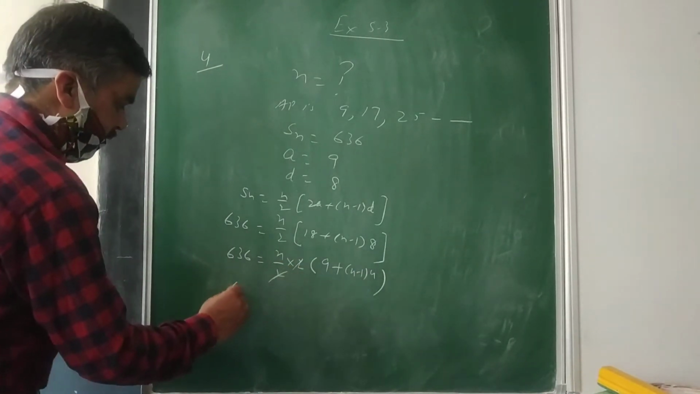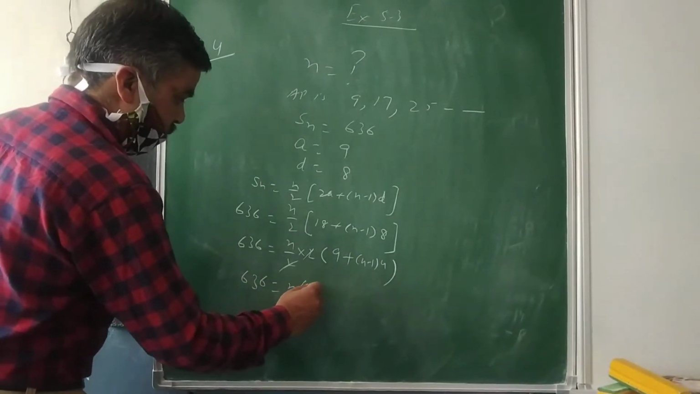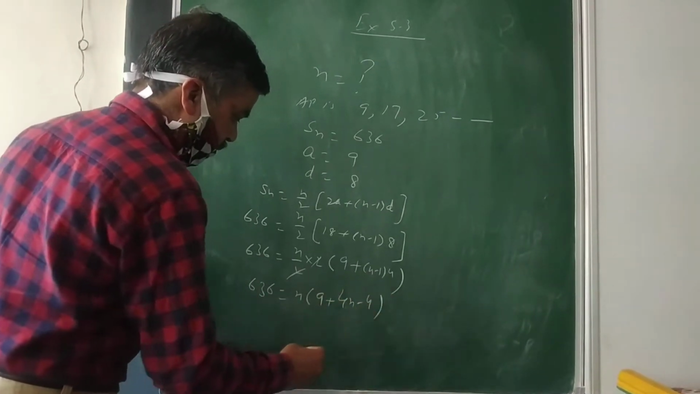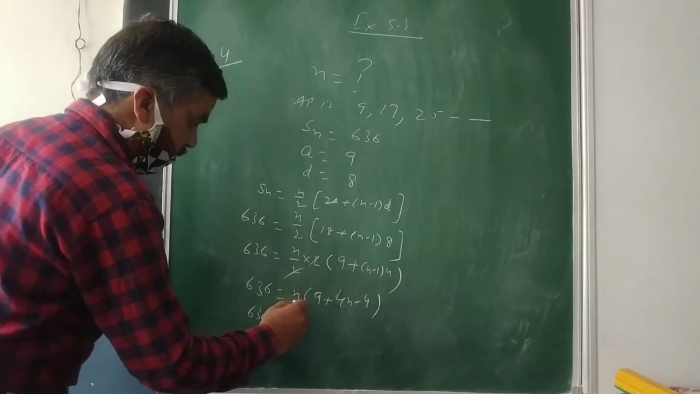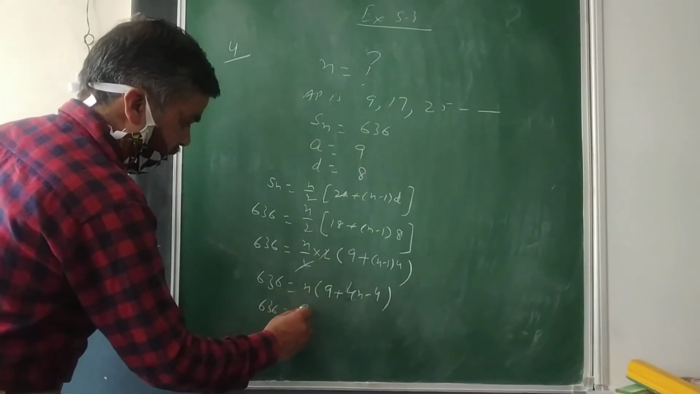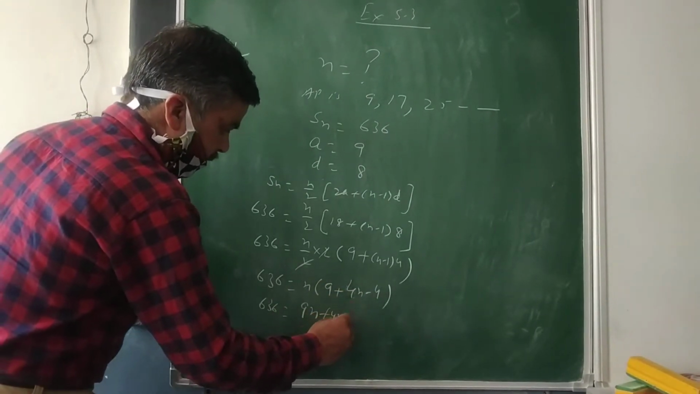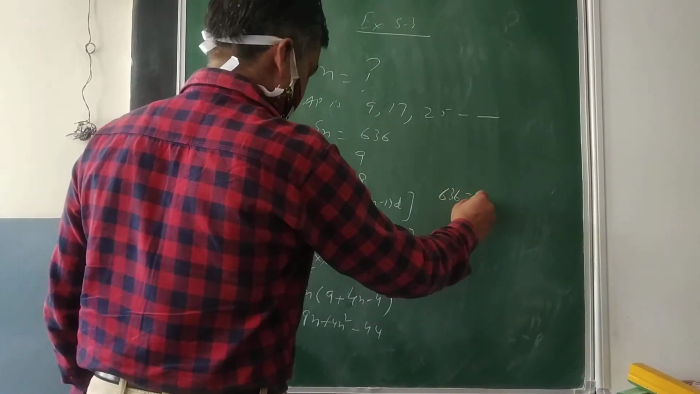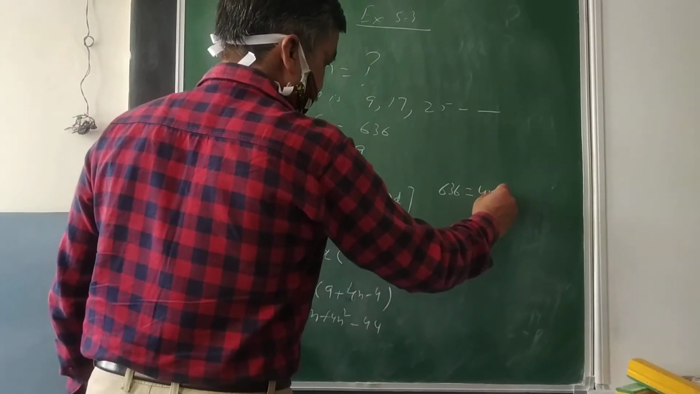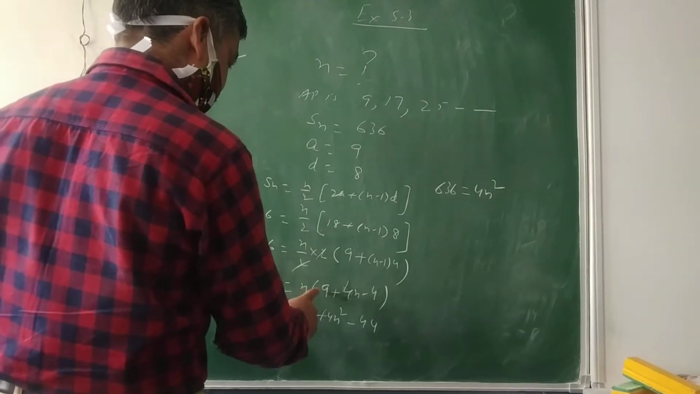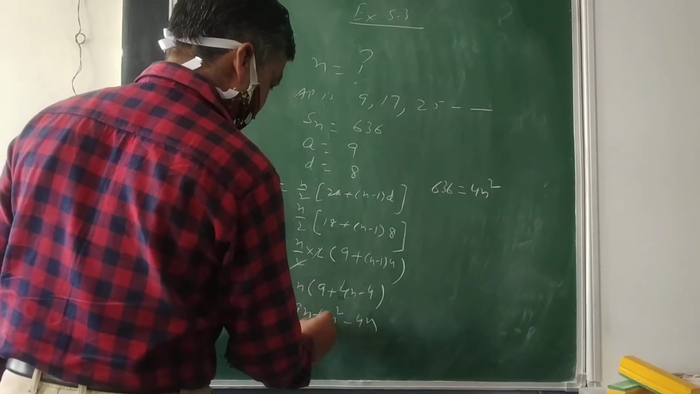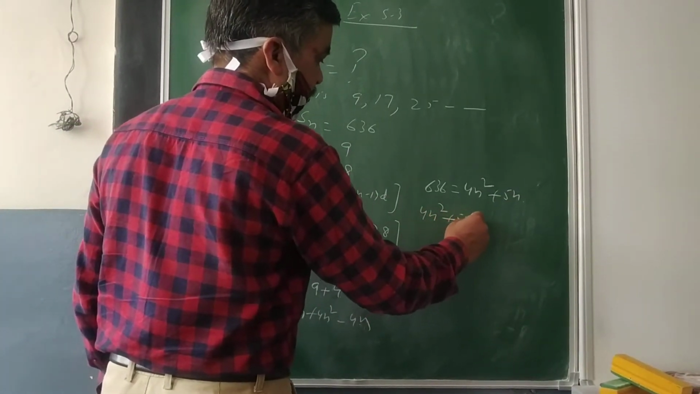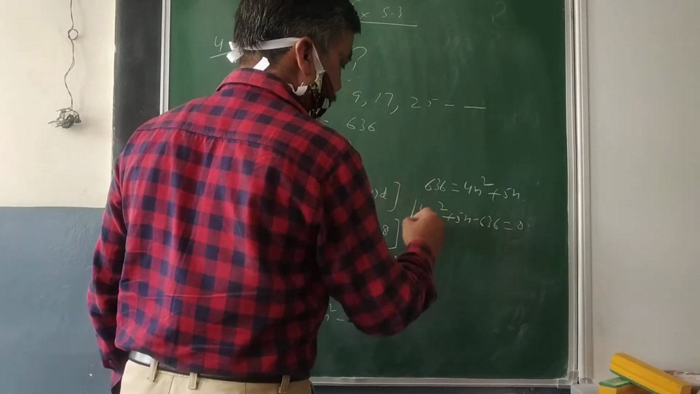Then the 2 you can cancel here. This is 636 is equal to n into 9 plus 4n minus 4. So 636 we are getting is equal to n into 9, that is 9n, 4n square and minus 4n. So this quadratic equation is 636 is equal to 4n square, this is your 9 into n and 4 into n, so 9 minus 4 is plus 5n. So we are getting the quadratic equation 4n square plus 5n minus 636 is equal to 0.